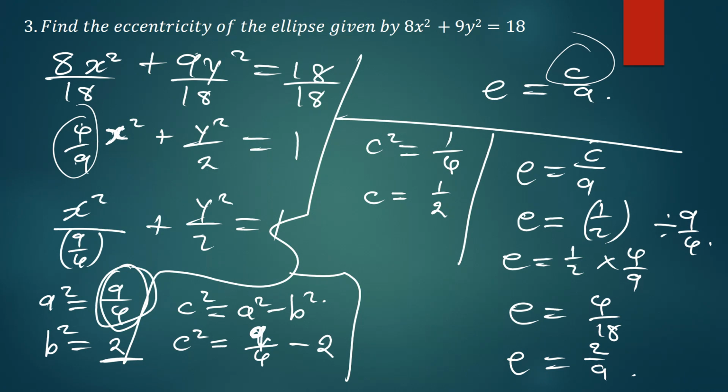Alright, so this is the procedure you're supposed to take to find the eccentricity when you've been given the equation. This is how you're supposed to do it.